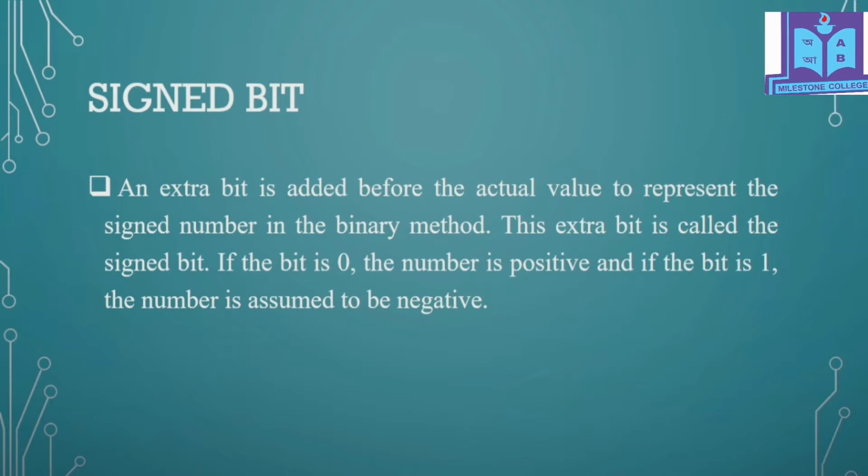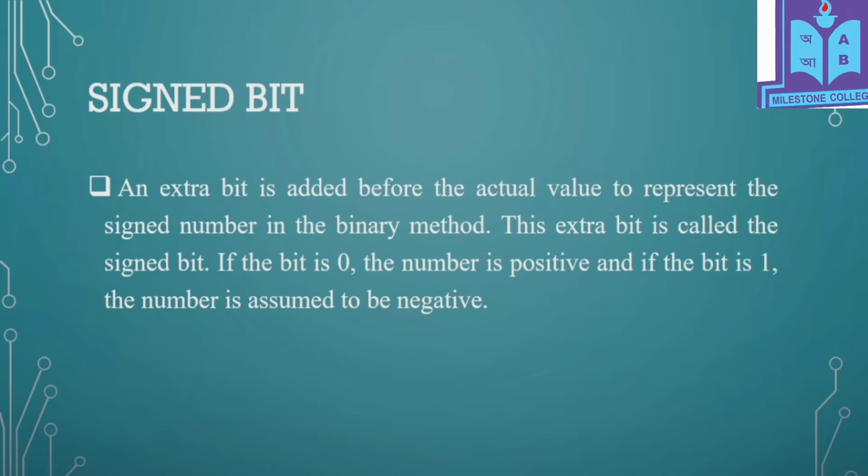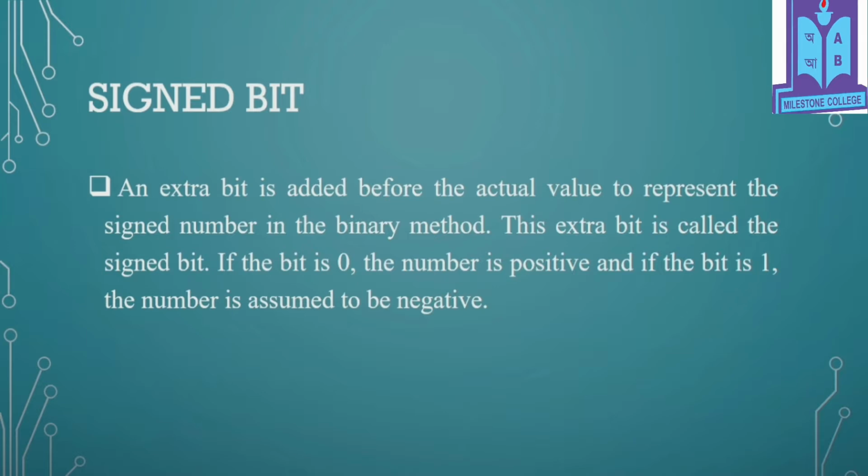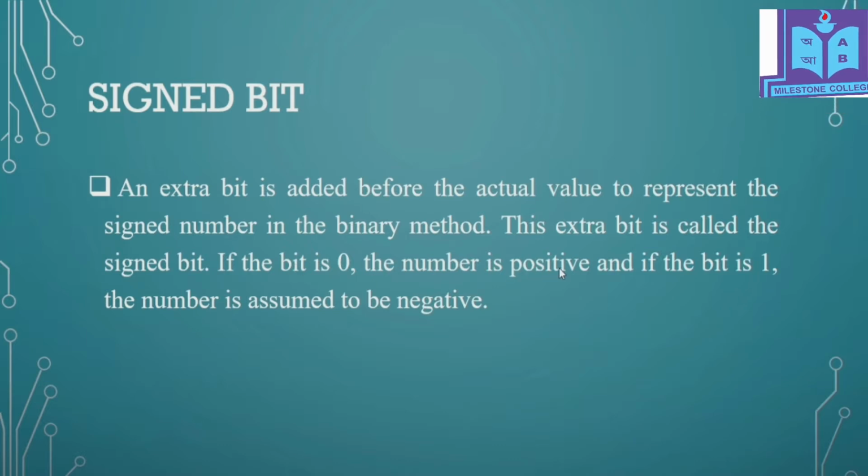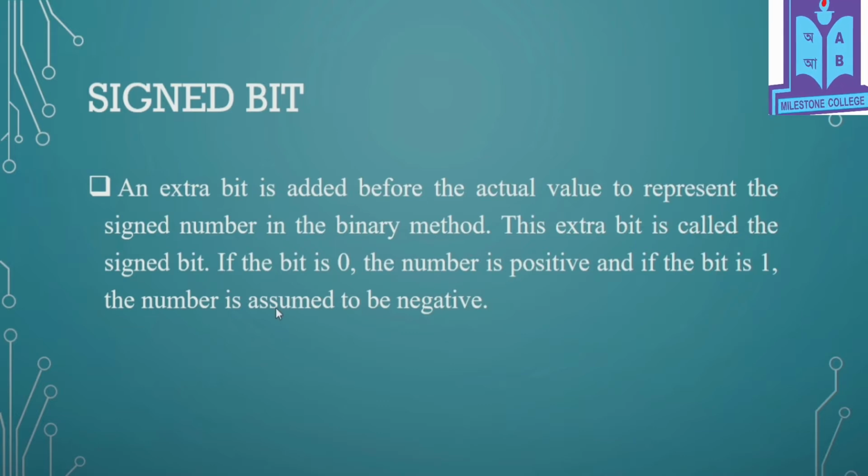If the bit is 0, then the number is positive, and if the bit is 1, the number is assumed to be negative. It's a very important point you must keep in your mind. If the sign bit is 0, the number is positive, and if the bit is 1, the number is assumed to be negative. It defines the two statuses, negative and positive.